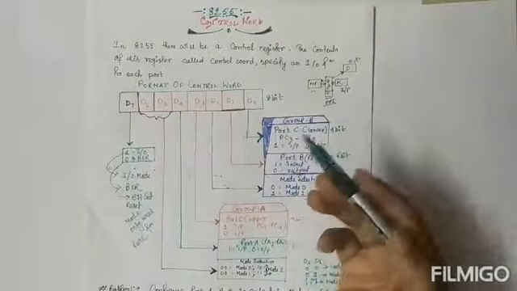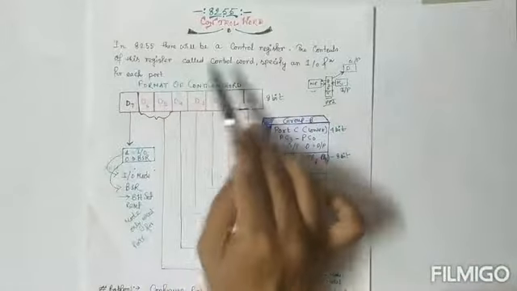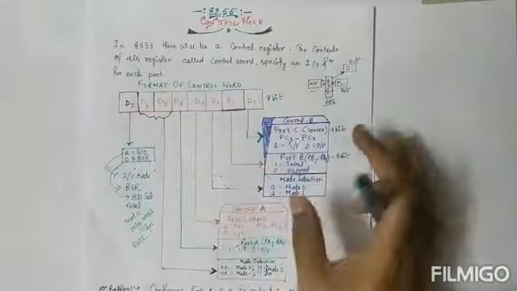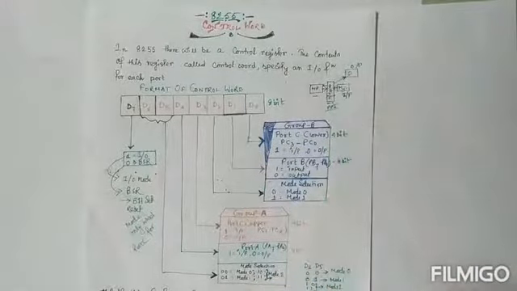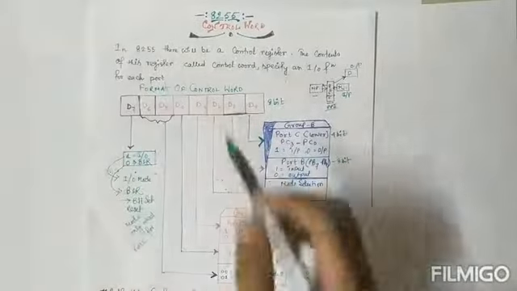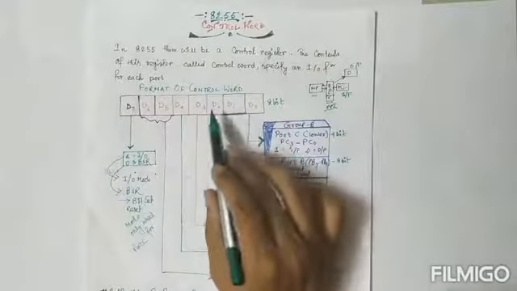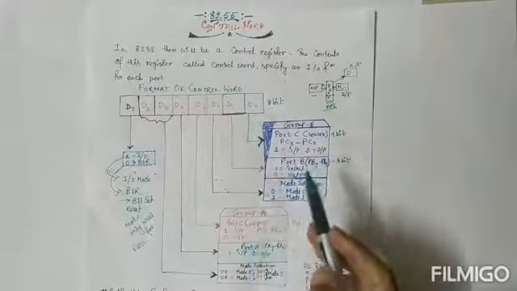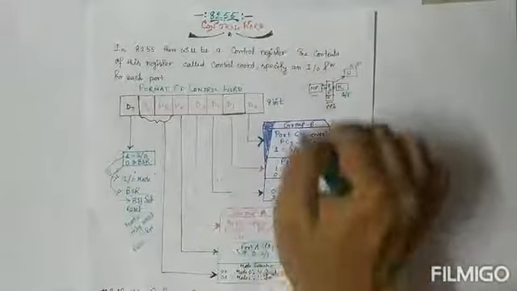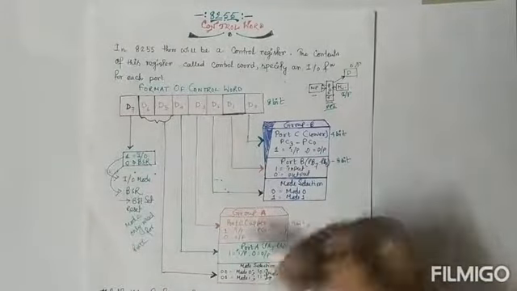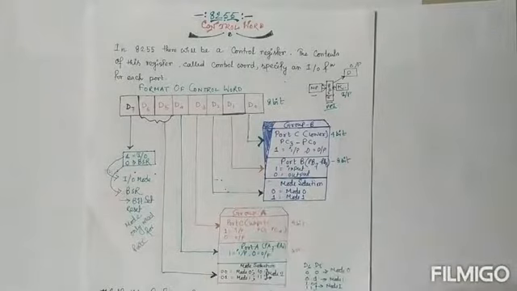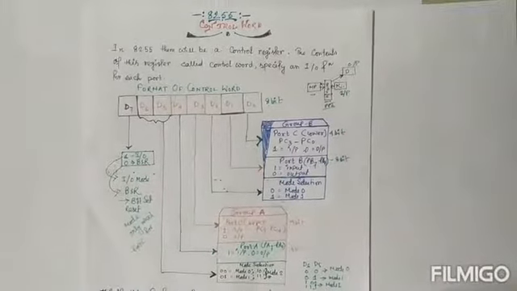Actually, what is the control word? 8255 has a control register, and the content of this register is called the control word. The control word specifies the input output function for each port. D0 to D7 have functions for each port, port A, port B, port C. Next, let's see a problem.